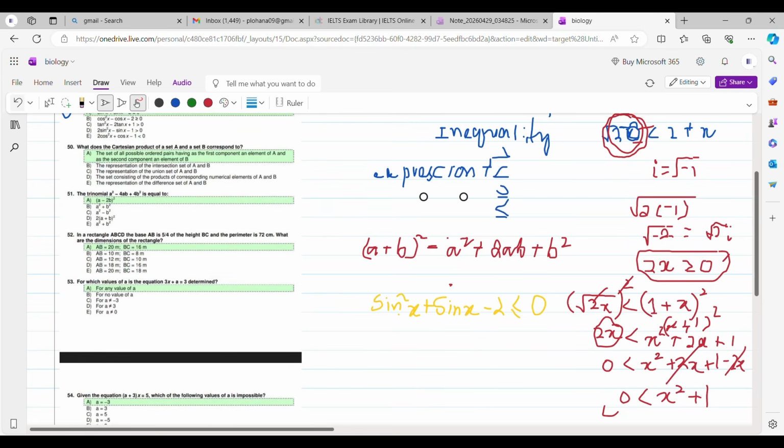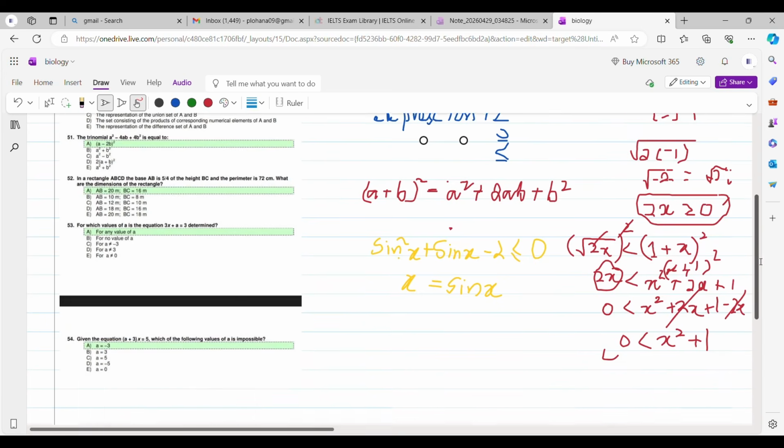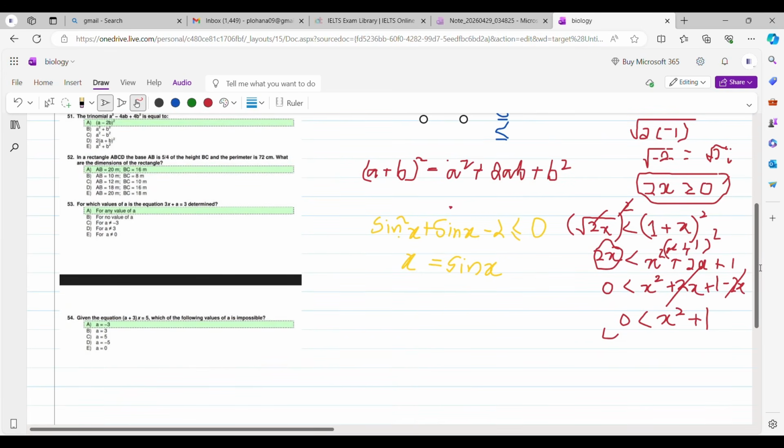So we are supposed to solve this question. What if I give sine x some variable? For instance, if I put only x instead of sine x, so this would be better, I guess. So if I rewrite my equation, what I basically get is sine square x, which means x square, sine x, which means x, minus 2 less than or equal to 0. So this equation we have gotten now.